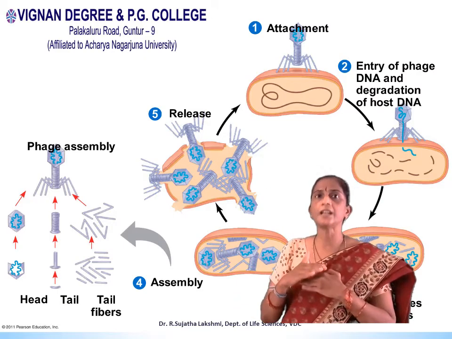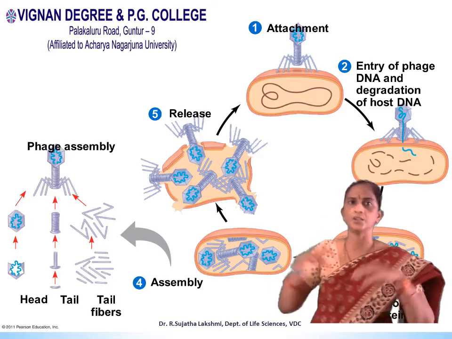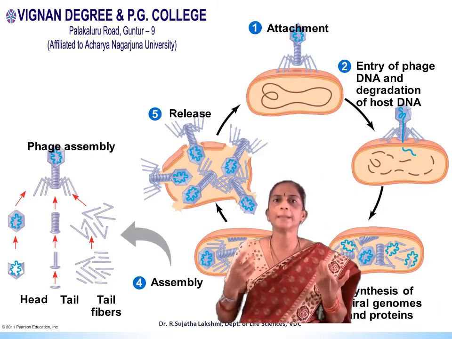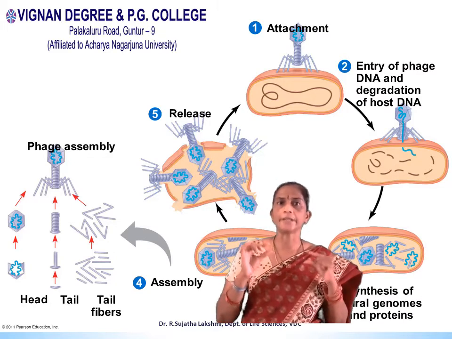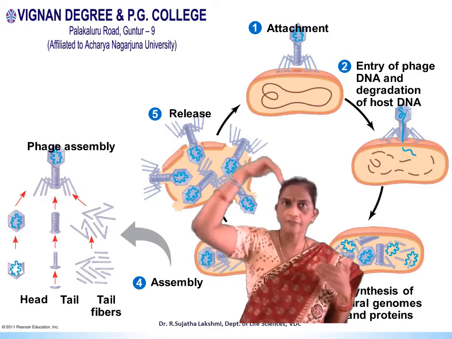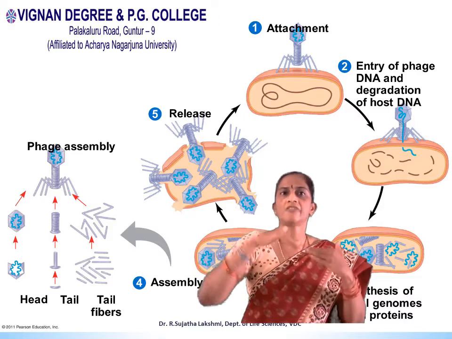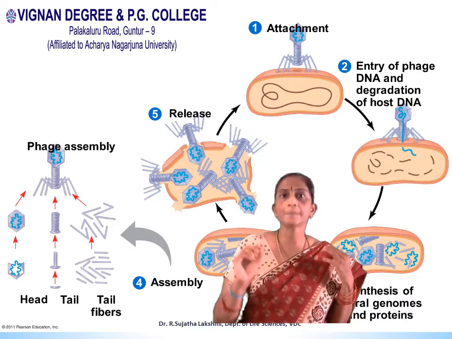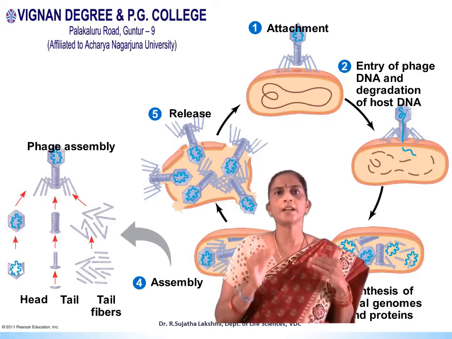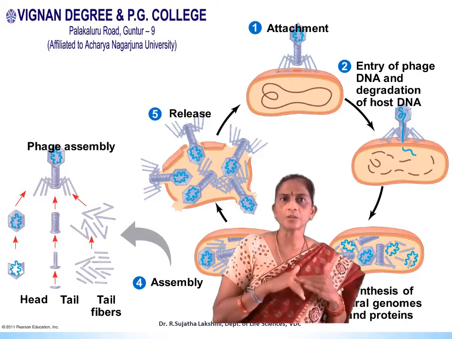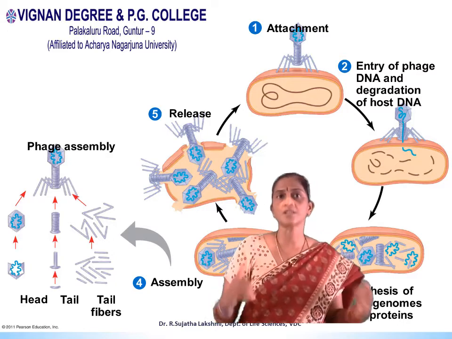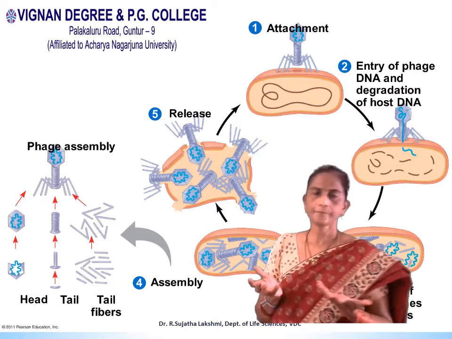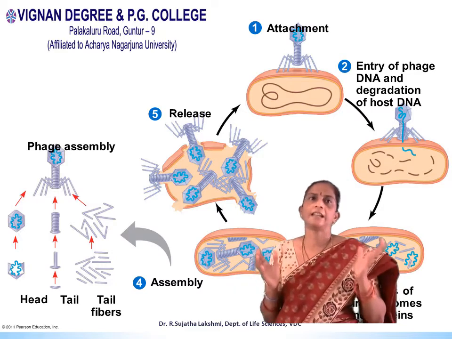The time period between injection of viral nucleic acid and the first appearance of the phage is known as the eclipse period. The time period between injection of viral nucleic acid and rupture of the host cell is known as the latent period. Okay? The final stage.